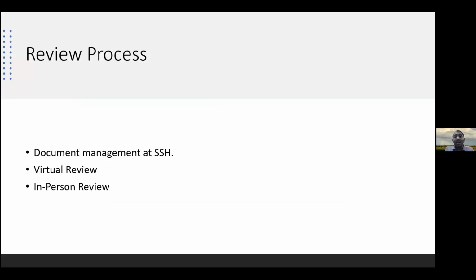So the review process is done in 3 ways. The first is that we do a document management review. This is done through the team at the society. It ensures that all of the pieces and parts are together, all the documents are present, and it meets the criteria that are currently established. Then fellows are broken up, so this is a fellows-to-fellows review. And the fellows are asked to do a virtual review.